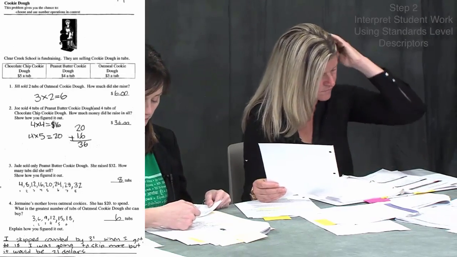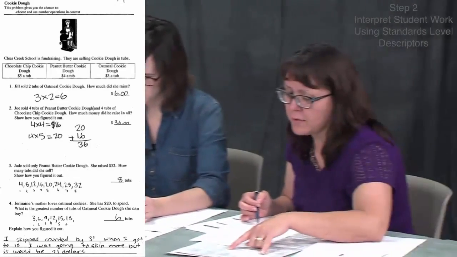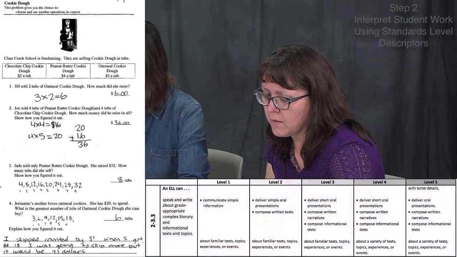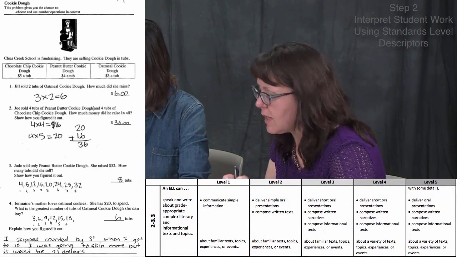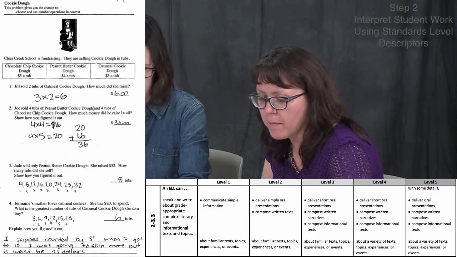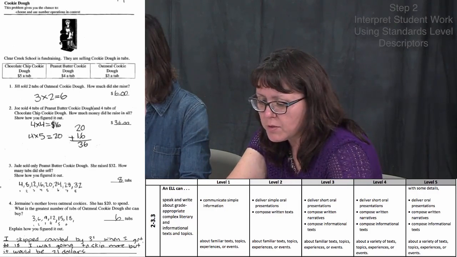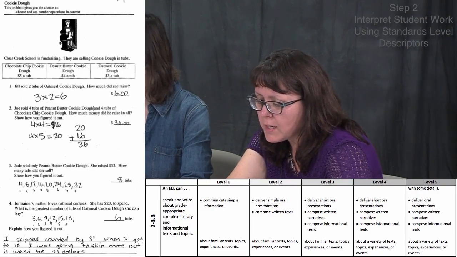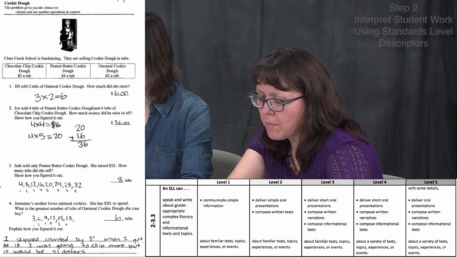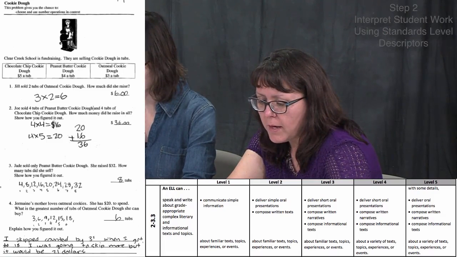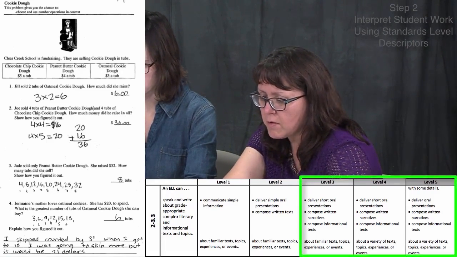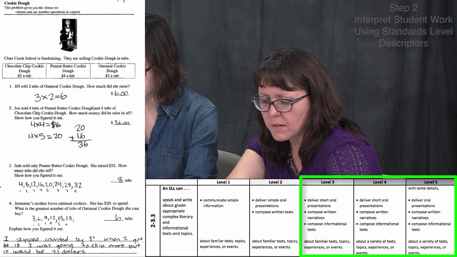Well, what's interesting about this one is that for Standard 3, the PLD refers to composing written narratives. That isn't applicable for this math problem. In delivering a short oral presentation, we're not looking at that descriptor, but compose informational texts, I think that's where this would apply. But that part of it doesn't change across levels 3, 4, and 5, right? I'm not missing it, am I?